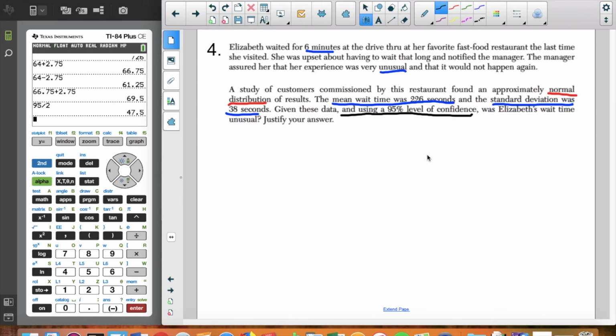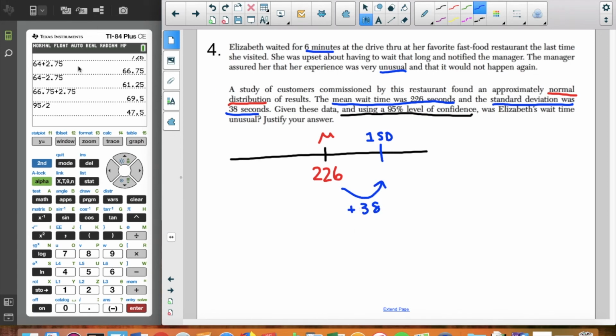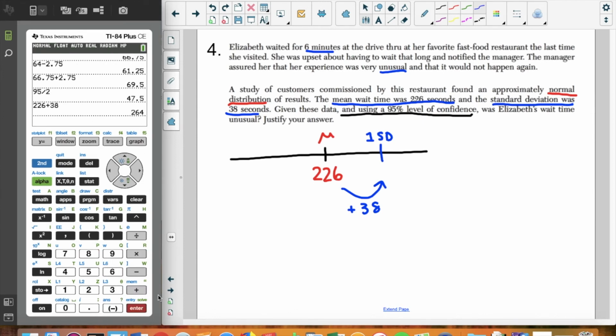There's a lot of words, but we have to use the 95% level of confidence, so that means we need to make our little line here. In the middle goes our mean, and our mean was 226 seconds. Now let's go 1 standard deviation away. To get from here to here, we have to add 38. So 226 plus 38 gives us 264.